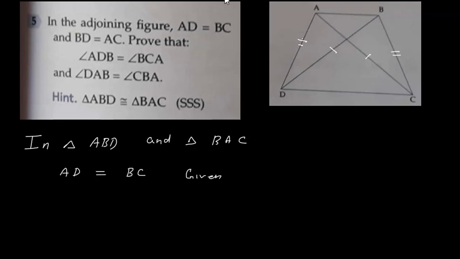Second, BD is equal to AC, which is also given. Third side, AB is equal to AB, or BA. We will write with their proper correspondence. So here I am taking AB, here I will take BA, but they are the same sides. So AB is equal to BA. This is a common side.